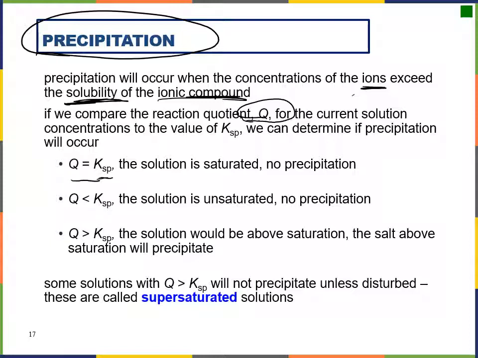If they're equal, the solution is saturated. If the Q is less than KSP, there aren't enough products for a precipitate or for insolubility, and therefore there's no precipitation. But if Q is greater than KSP, we have too many ions, it's above what is saturation, and the salt will precipitate. Now, there's some weird supersaturated solutions, but we're going to ignore those.